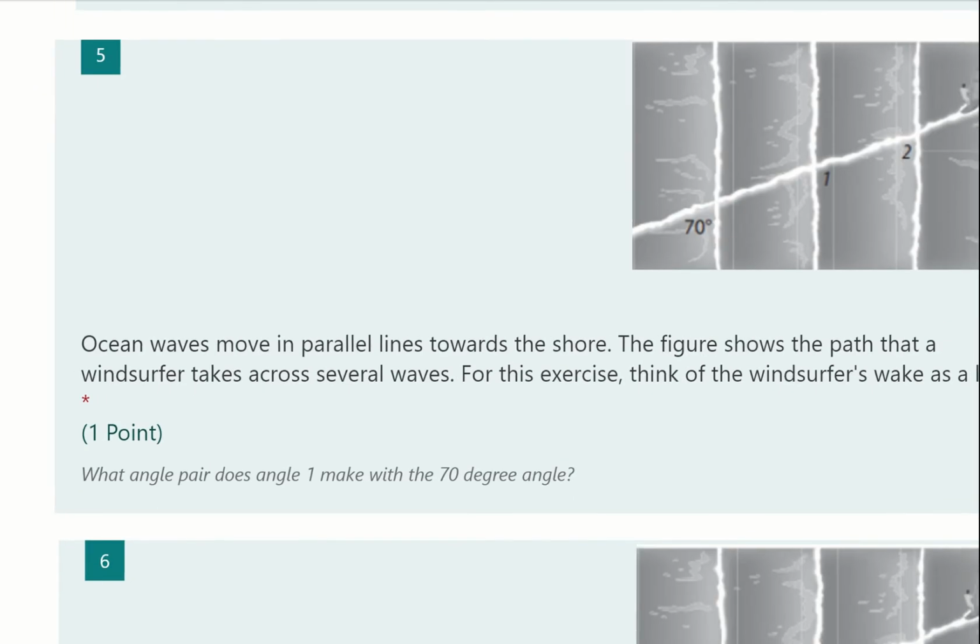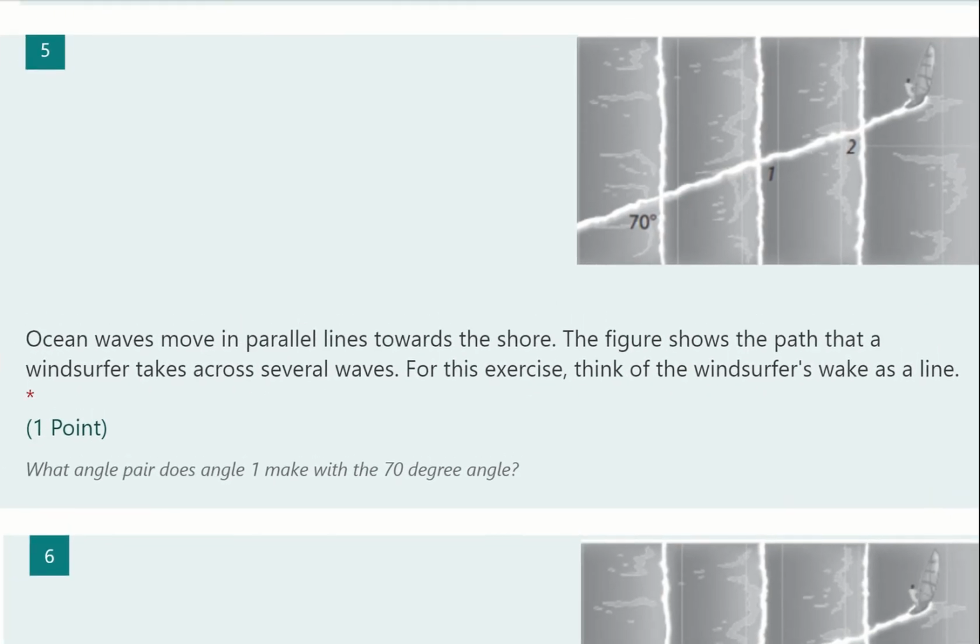All right, next question. Ocean waves move in parallel lines towards the shore. The figure shows the path that a windsurfer takes across several waves. For this exercise, think of the windsurfer's wake as a line.